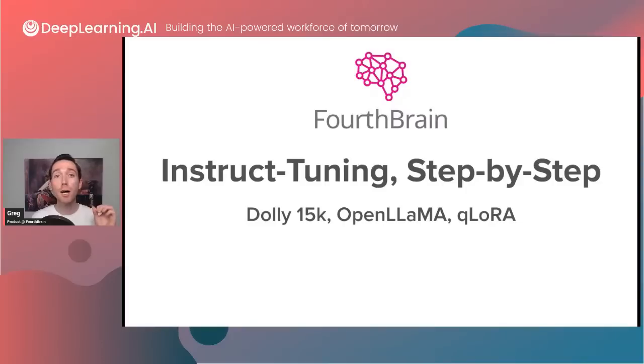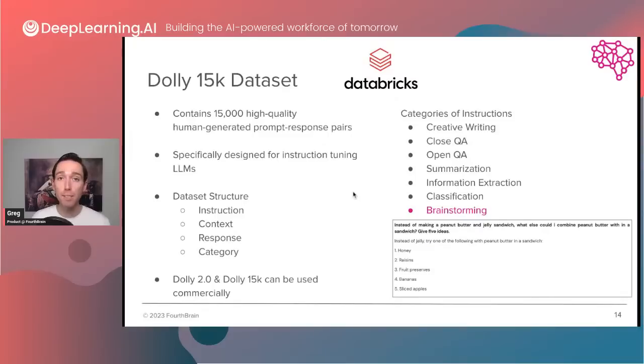Now we picked a couple of pieces of technology that are particularly relevant today that we want to show you how to work with. Dolly 15K is a data set that was released with Dolly 2.0, the open source LLM, and it contains 15,000 high quality human Databricks employee generated prompt response pairs. The structure here is instruction, context, response. And each of these pieces of data falls into a different category of instruction. So you might see creative writing, closed or open question answering, summarization, and on and on.